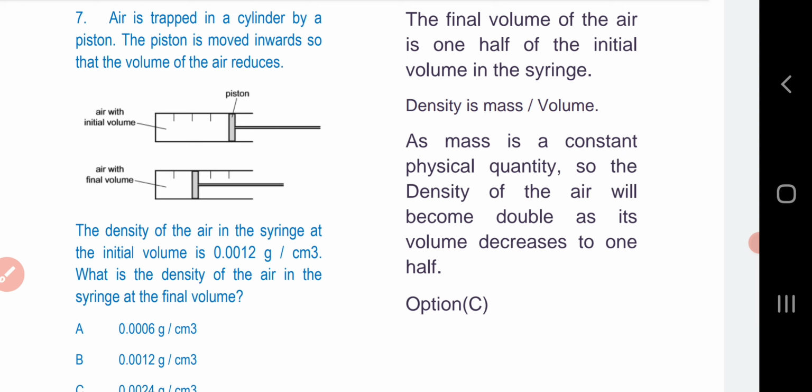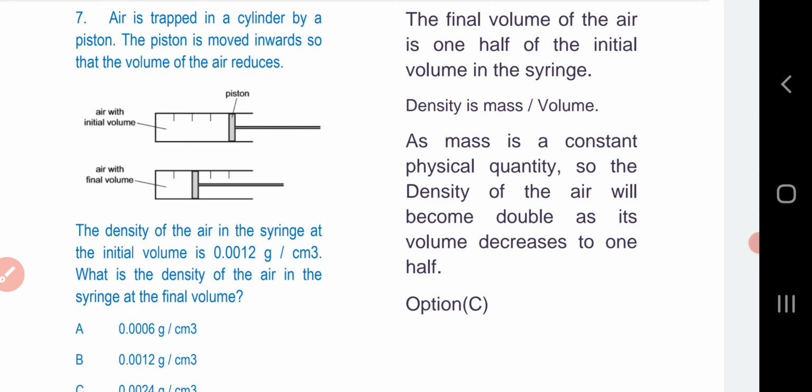Question number 7. Air is trapped in a cylinder by a piston. The piston is moved inwards so that the volume of the air reduces. The density of the air in the syringe at the initial volume is 0.0012 grams per centimeter cube. What is the density of the air in the syringe at the final volume?